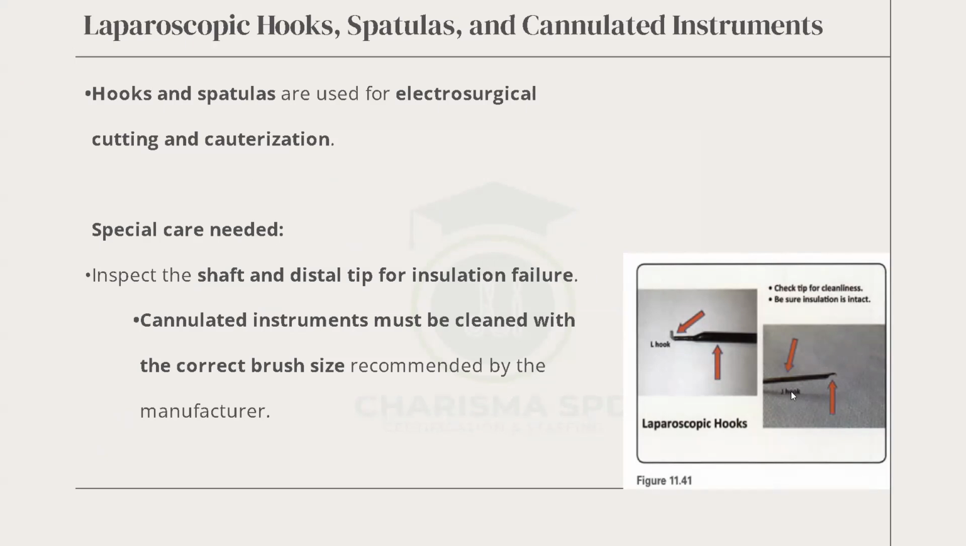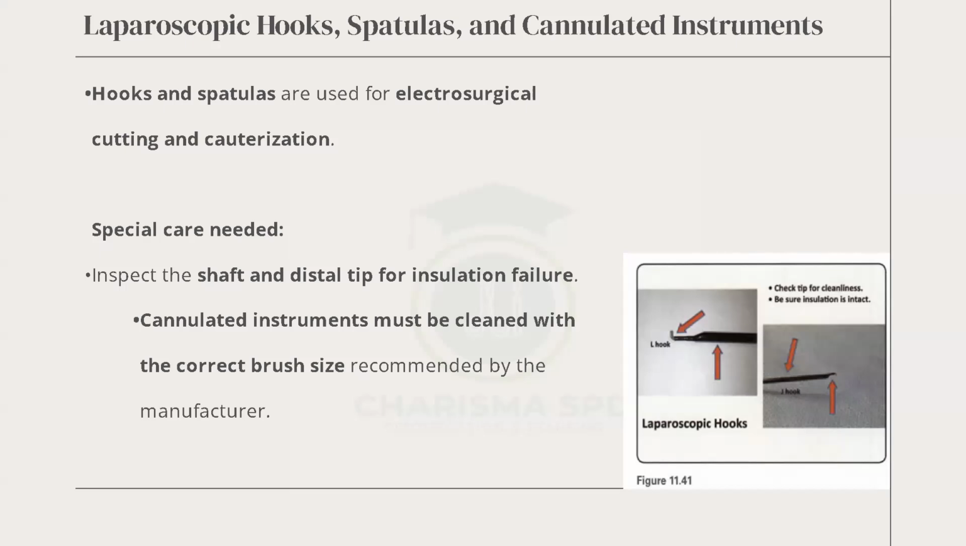Now these two items have channels in them that need to be flushed. And then the tip gets used aggressively. Because it's connected to electricity or energy, it burns the blood or the tissues at the distal tip of the L hook or the spatula. Sometimes it comes with all the burnt substances on it if the person in decontamination doesn't do a good job. So if you inspect that, brush it, and also flush it.